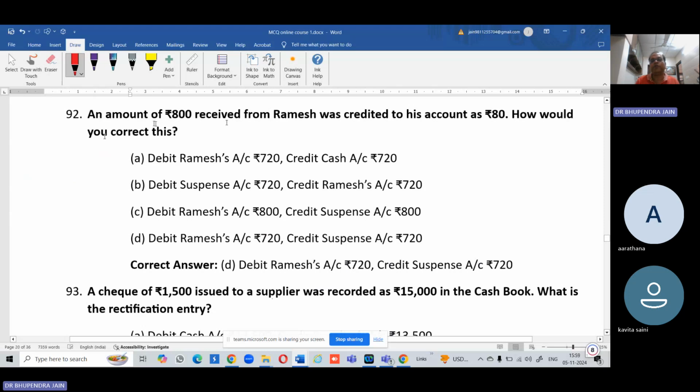An amount of 800 received from Ramesh was credited to his account as only 80. This is called a compensatory error. How much do we have to record more? We have to record only 720 rupees more. ठीक है जी.